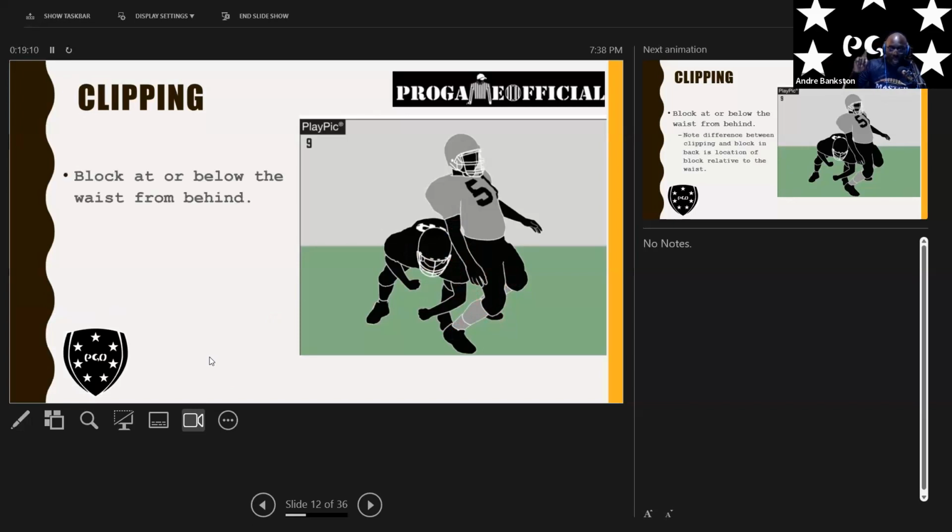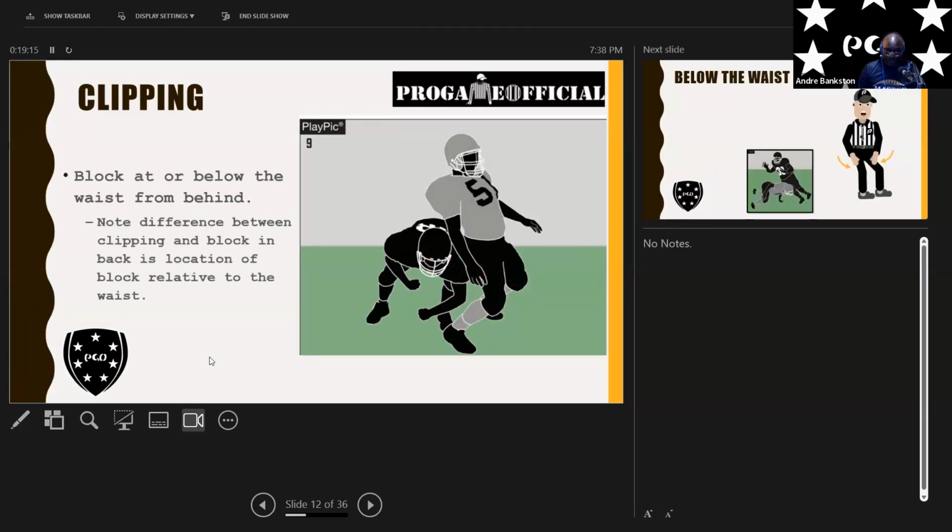All right. A block at or below the waist from behind is clipping. Note the difference between clipping and blocking in the back is the location of the block relative to the waist. If I'm blocking at the waist and below, it's clipping. If I'm blocking below the head, a millimeter above the waist, in between the shoulder blades, that's a block in the back. That's the difference. A block in the back is high, clipping is low. They both are from behind.